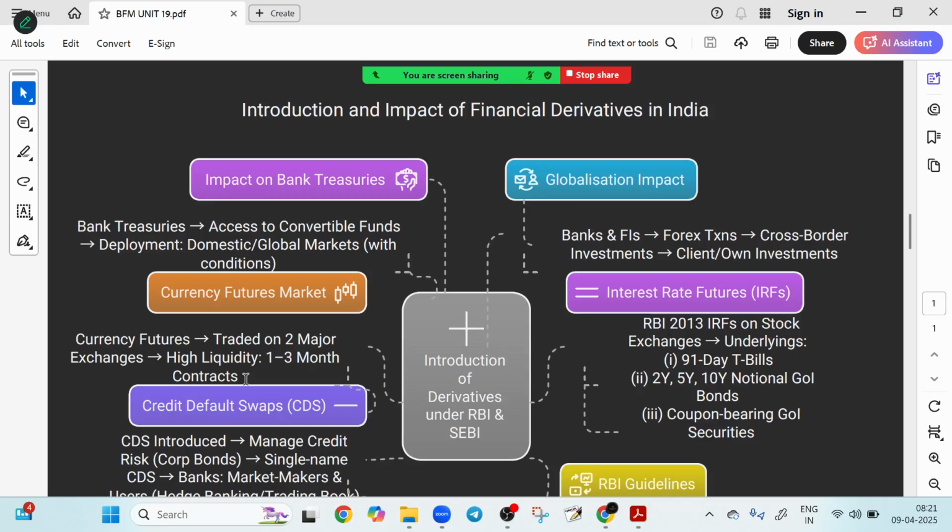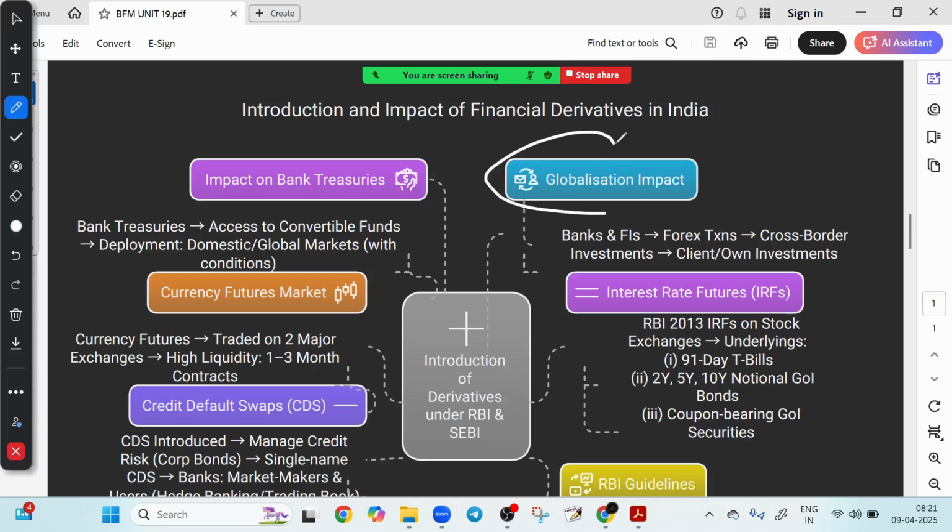First of all, let's talk about the globalization impact. On the right top side, you can see the globalization impact. As Indian banks and financial institutions engage in more forex transactions, derivatives help manage cross-border investment, both for the client as well as on the investment. In short, globalization is not just a trend; it's an operational shift, and derivatives are the bridge.